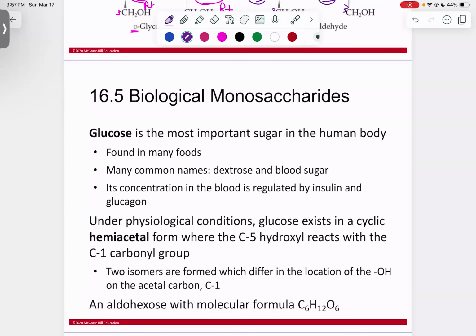So how does the body regulate it? It regulates it through insulin and glucagon. Your body secretes insulin when you have high blood sugar, and your body secretes glucagon when you have low blood sugar.